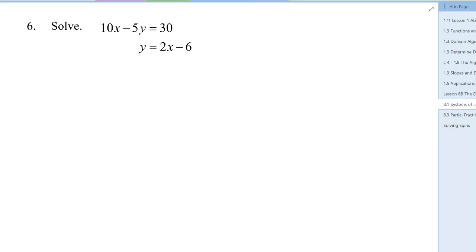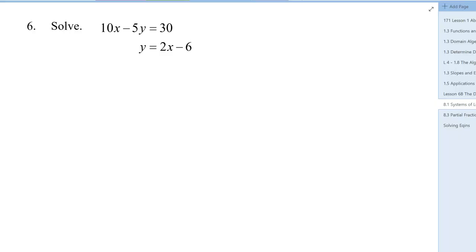Lesson 7, Example 6. Looking at what we're presented with, what would you think the most strategic method for solving this system of equations might be?